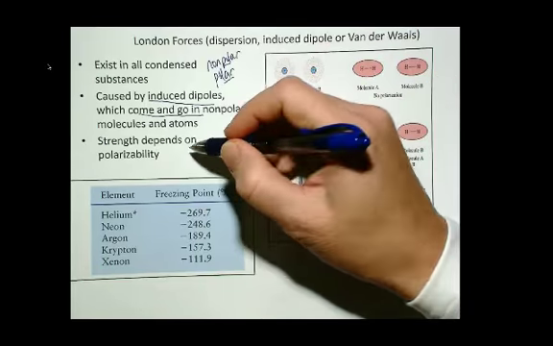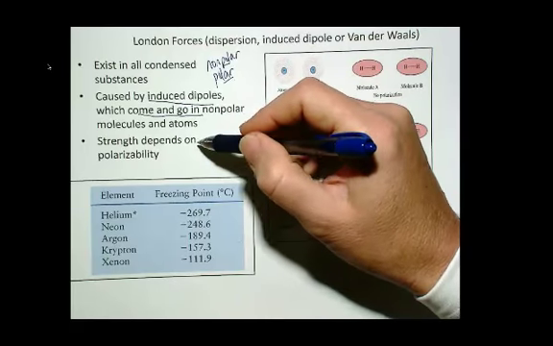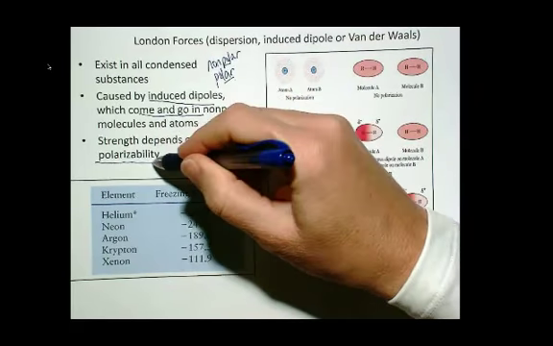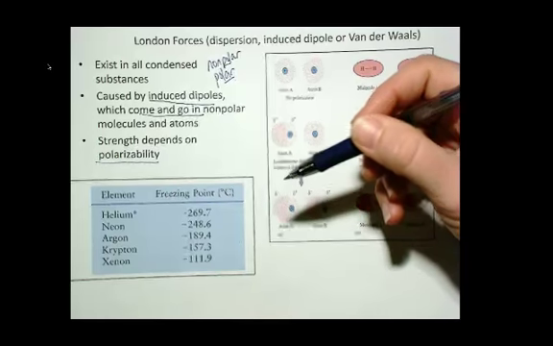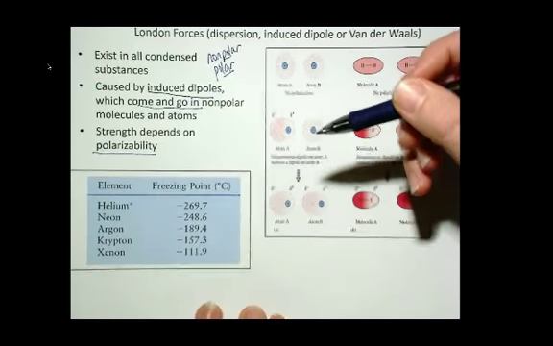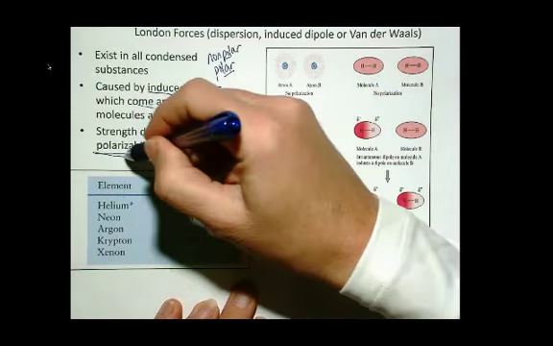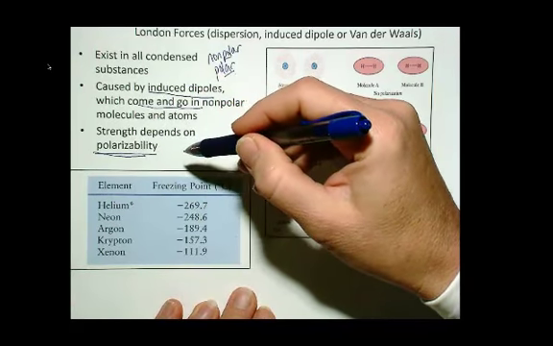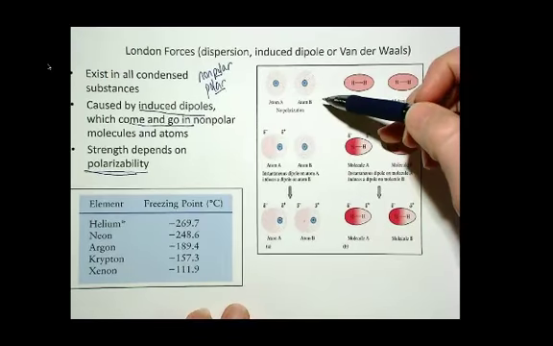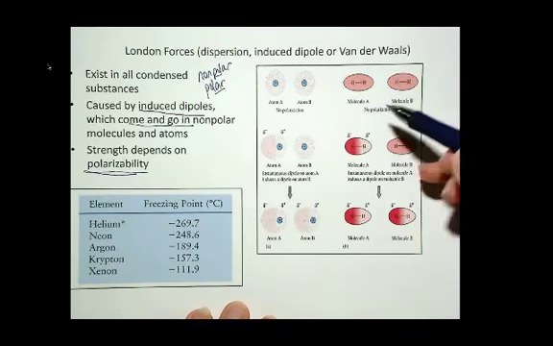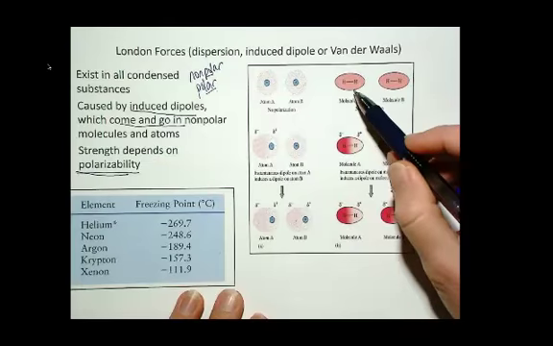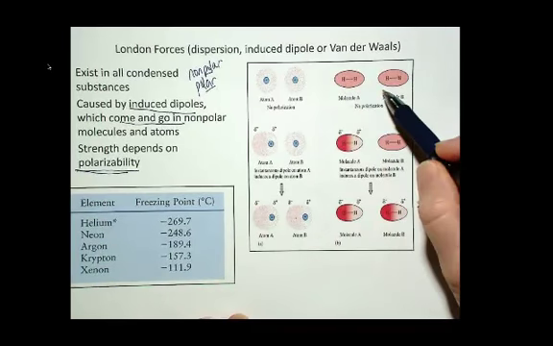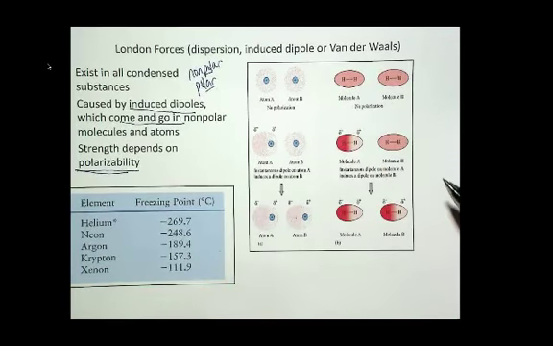All right, and so the strength of this type of force depends on the polarizability of the individual atoms or molecules. What does that mean? Polarizability means the ability to become temporarily polarized. And so, for example, let's look at this example first. This is molecular hydrogen. Molecular hydrogen is a nonpolar molecule.